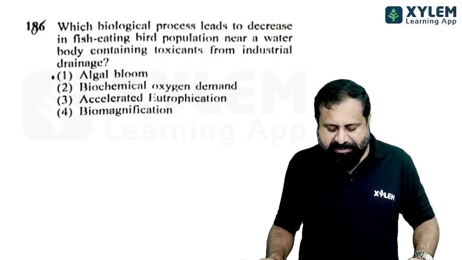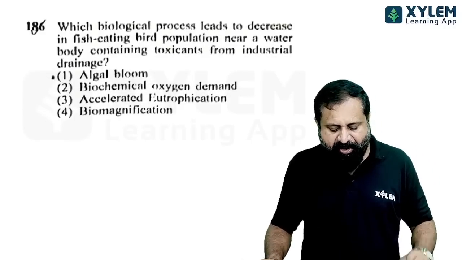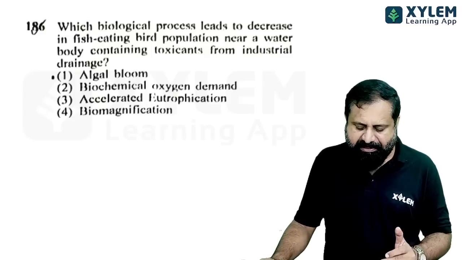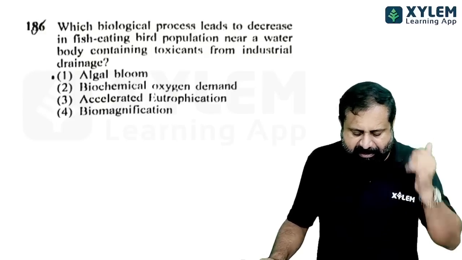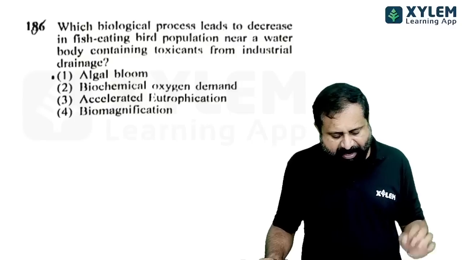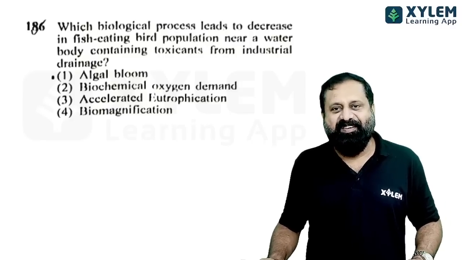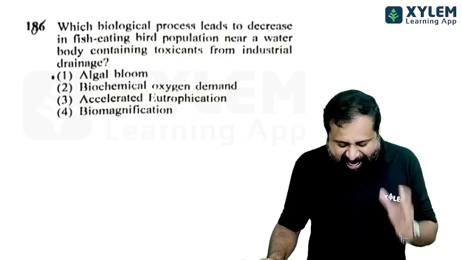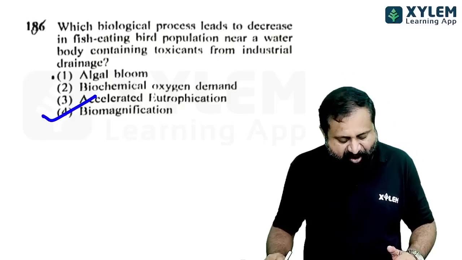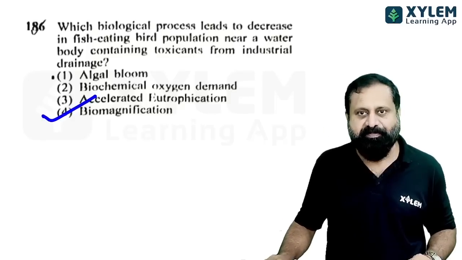186, which biological process leads to decrease in fish eating bird population near a water body containing toxicants from industrial drainage? Okay, biomagnification, DDT accumulation. So answer is biomagnification. 186, 4.